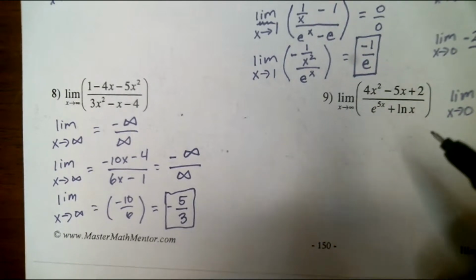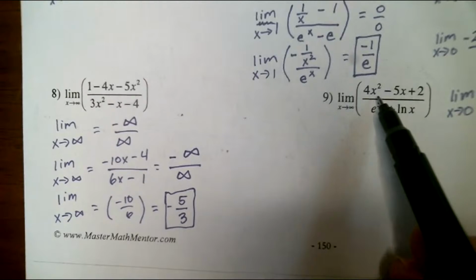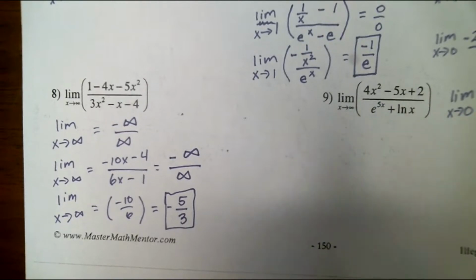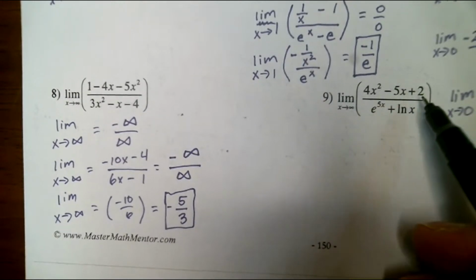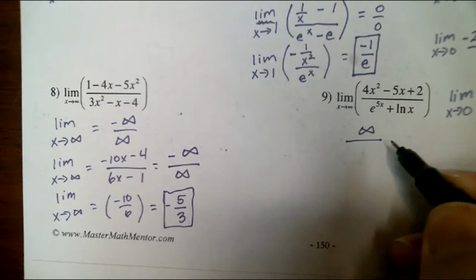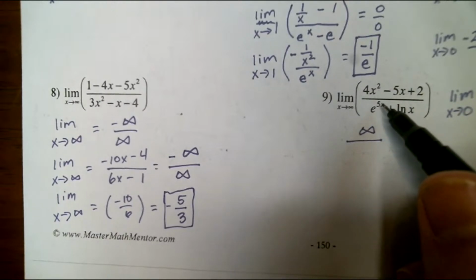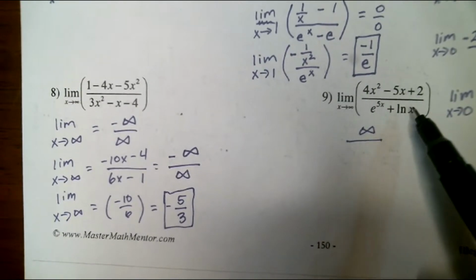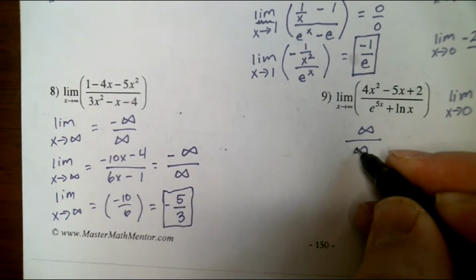All right, last one. So again, if I punch in like 100 here, that should be pretty obvious. 4 times 100 squared is going to be a very large number minus a smaller number plus a small number. That's going to lead me to infinity over e to the 5. And again, if I type in 100 there, that would give me a very, very large number. And same thing with ln of x of 100. That would give me like 4.6 something. So again, that would be leading me to higher numbers as well.